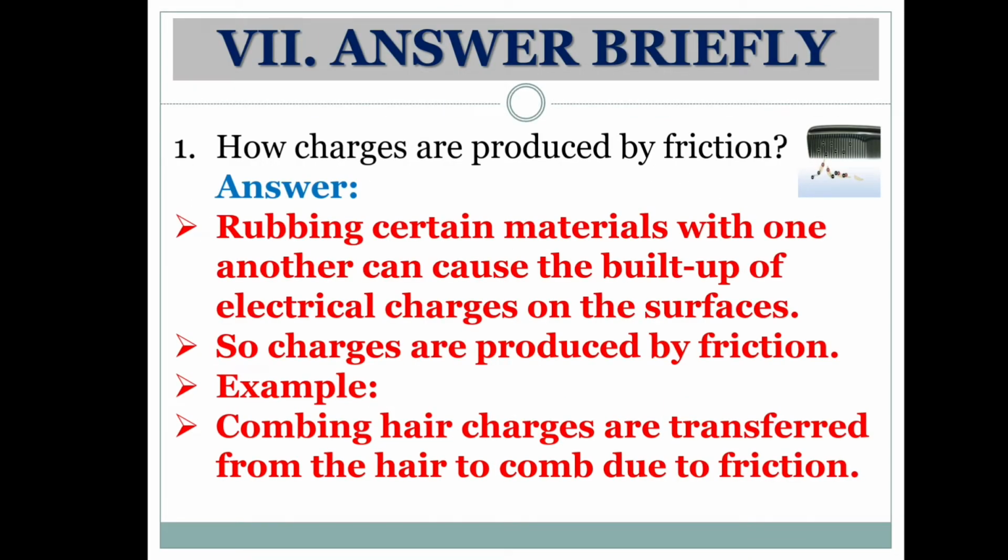Answer briefly. First one, how are charges produced by friction? The answer is, rubbing certain materials with one another can cause the buildup of electrical charges on the surfaces. So, charges are produced by friction. Example, combing hair, charges are transferred from the hair to the comb due to friction.